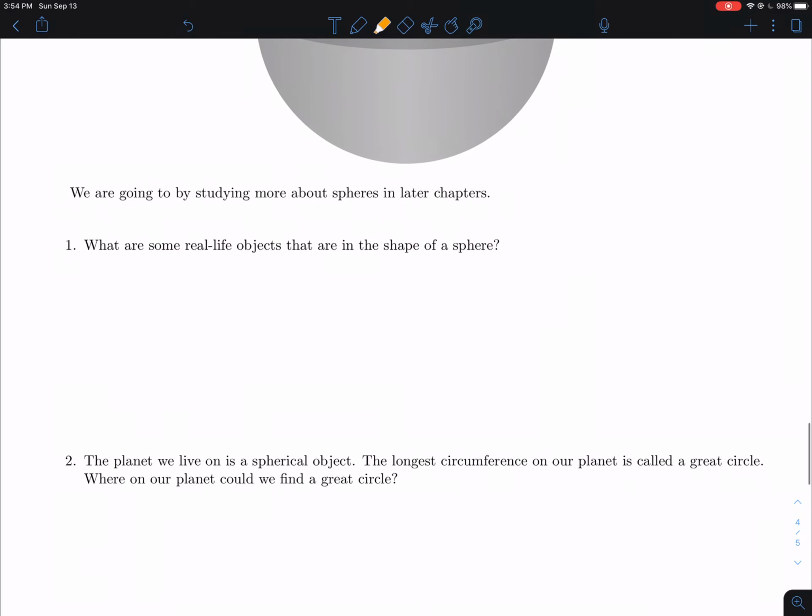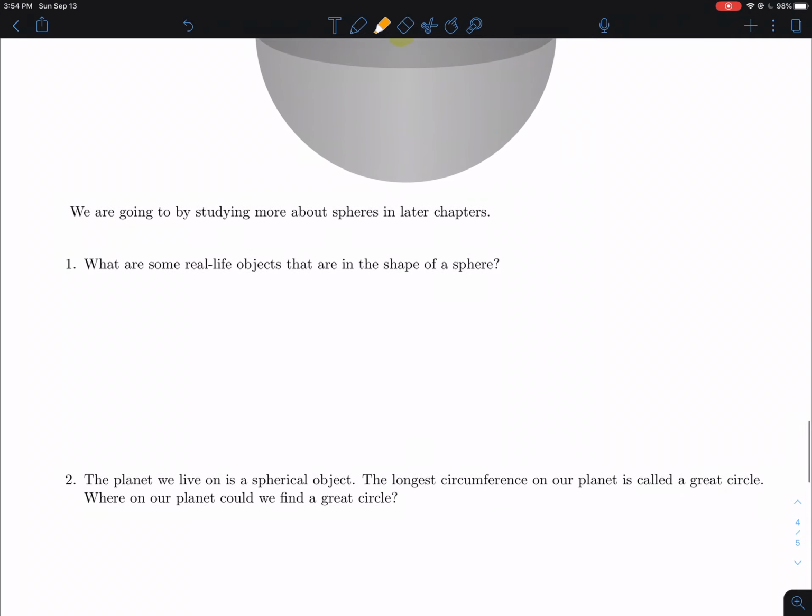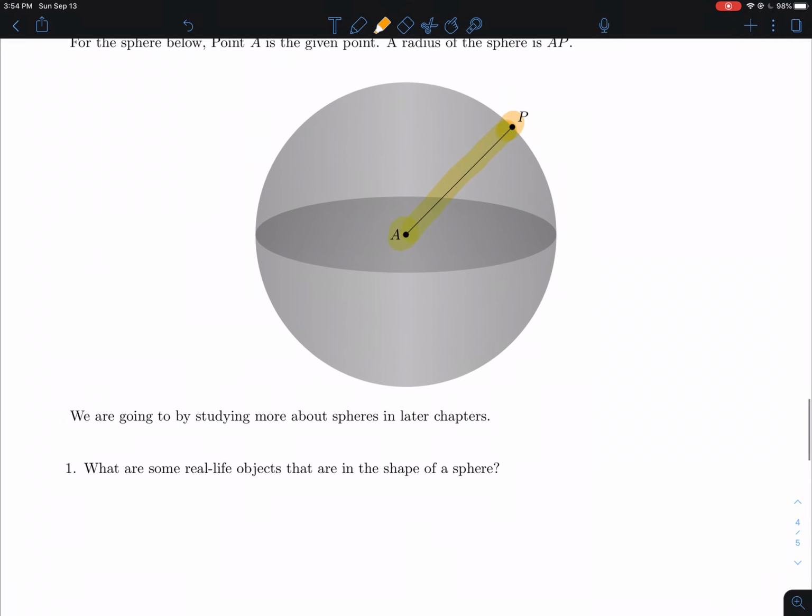Since Earth is a sphere, sometimes they'll call the circumference of our planet the Great Circle. So where would this Great Circle be? If you notice, it's the gray that's drawn in here. What do we call that circle that goes around the middle? It's really hot there. So this would be the equator of the globe.